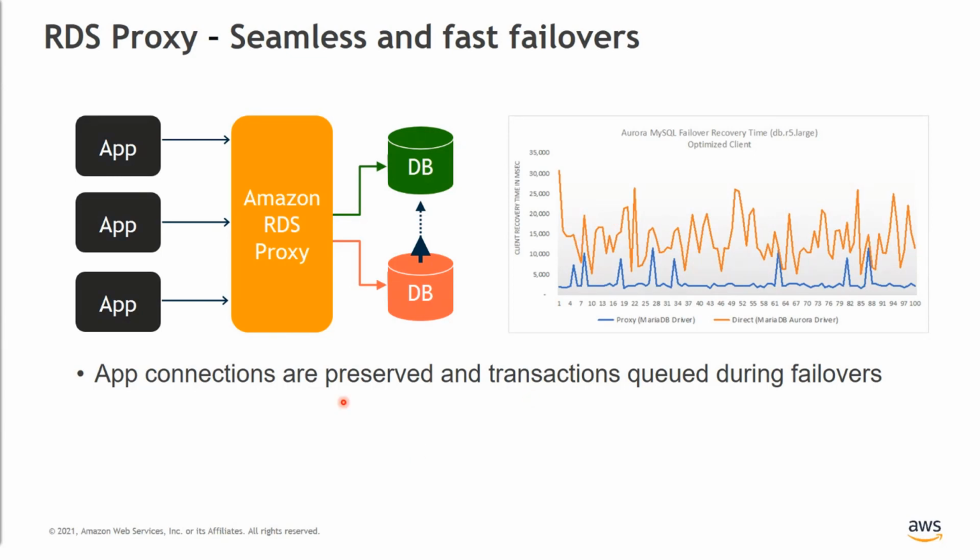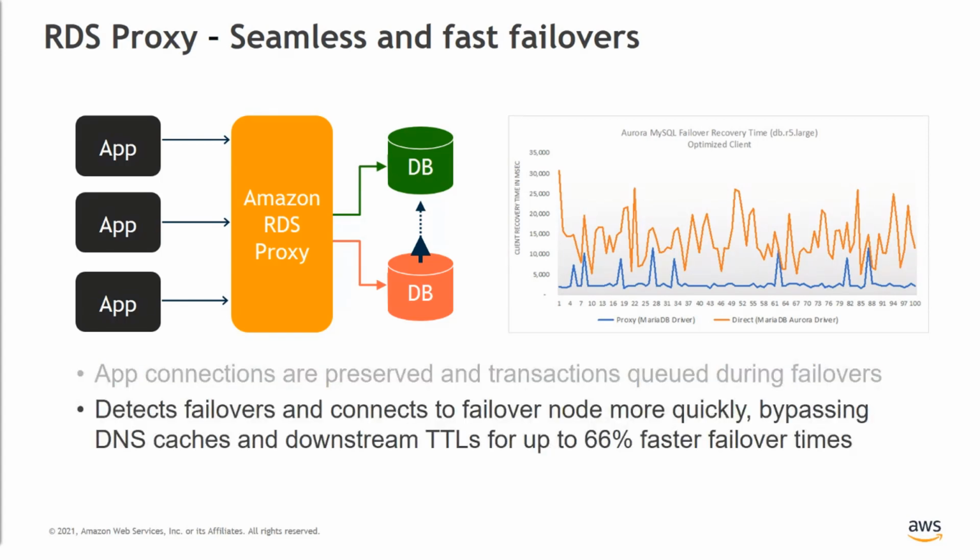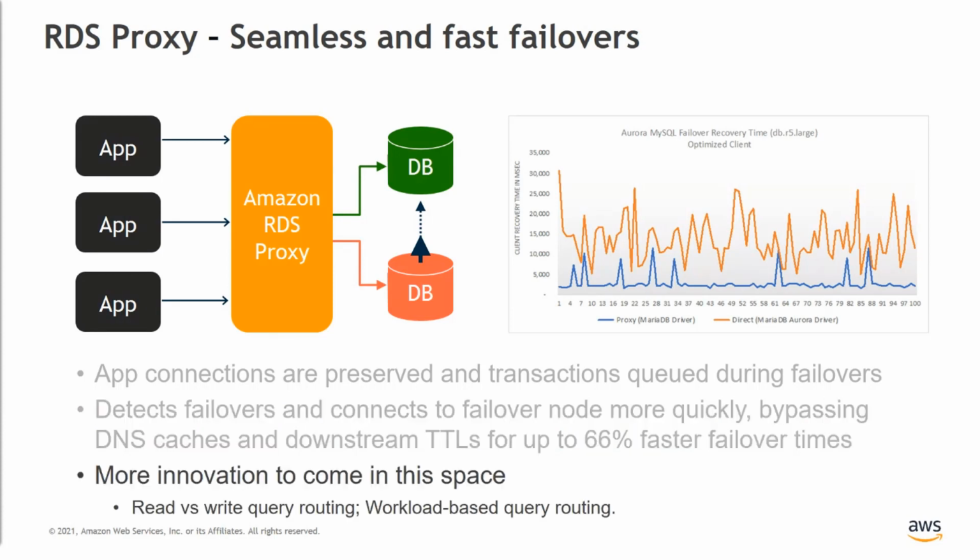So app connections are preserved, transactions can be queued, so there's a lot of valuable benefit to eliminate errors being returned to the application layer. We can detect these failovers much more quickly. We generally see failover time is somewhere between 66 and 100% faster.